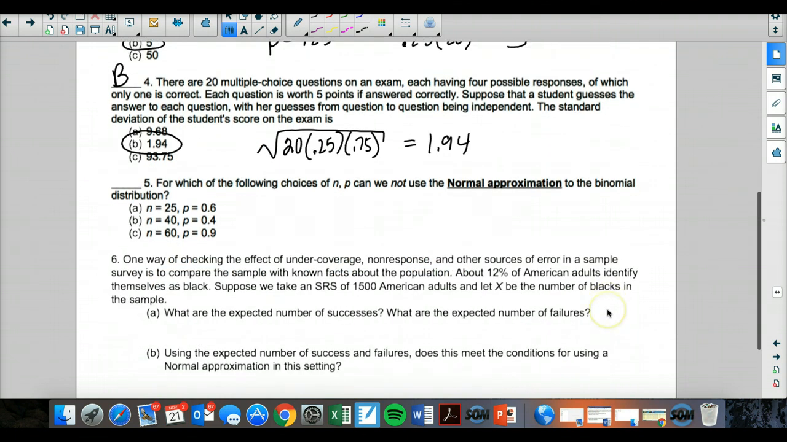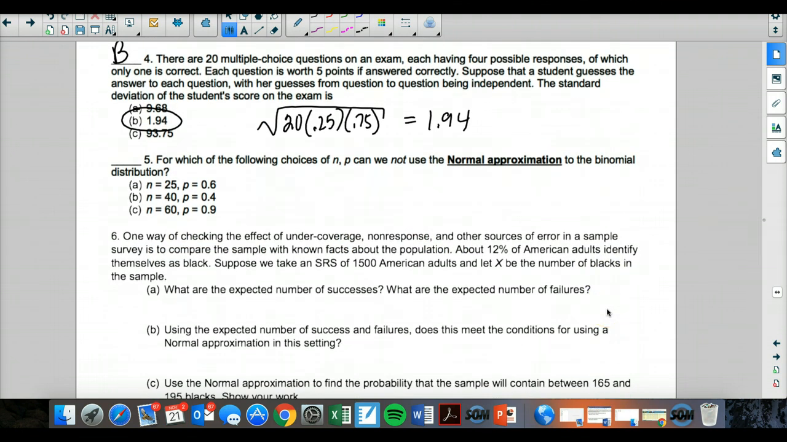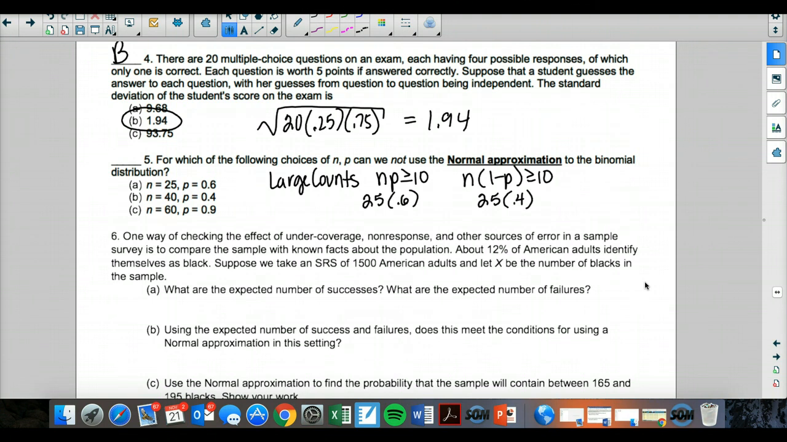Next, for which of the following choices of n and p can we not use the normal approximation to the binomial distribution? So remember, it's large counts, which says that n times p is greater than or equal to 10, and n times 1 minus p is greater than or equal to 10. So I'm going to do 25 times 0.6 and 25 times 0.4. So 25 times 0.6 gives me 15, and 25 times 0.4 is 10. So this checks out. Then I'm going to test 40 and 0.4.